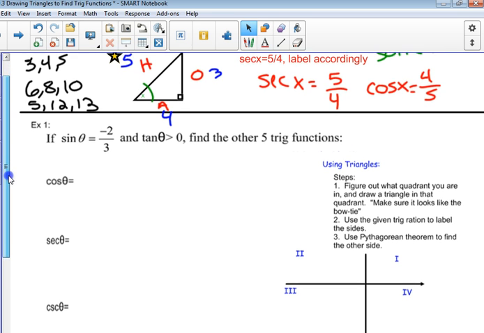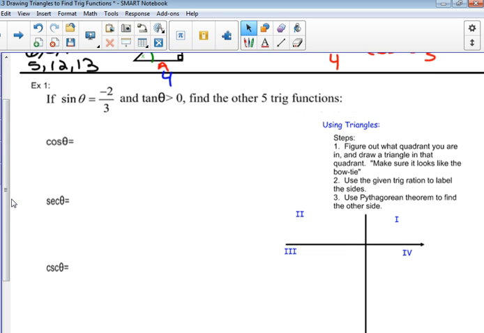Okay, so what we're going to look at today is a lot of labeling and drawing a picture. You want to use this whenever they give you information about one type of trig function, but they ask you about another. This is how we're going to solve them. So here they give you that sine of theta is -2/3. They give you the tangent. Does this mean tangent is positive or negative? Positive. All right. They ask you to find the other 5 trig functions.